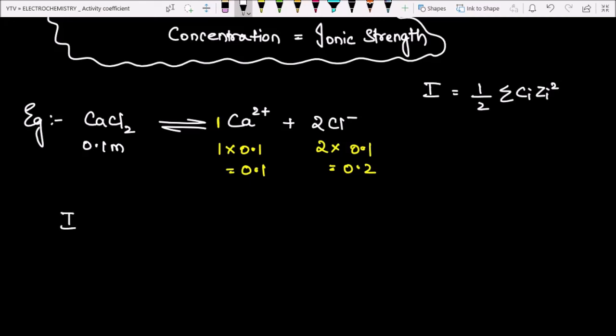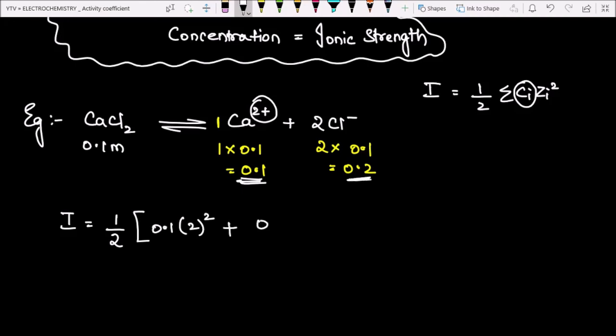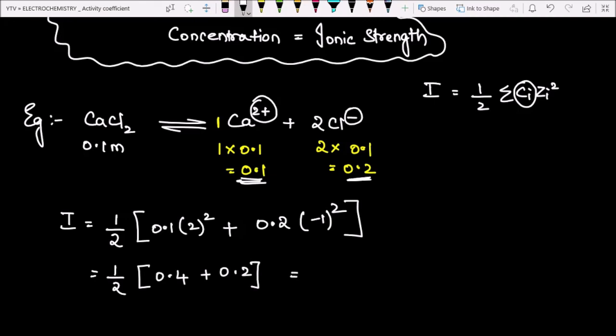So I is equal to half into, first let me write the concentration of the cation. What is the concentration of the cation? It's 0.1 multiplied by the charge of the cation, 2 squared, plus, this is the cation part. Now moving to the anion part. What is the concentration of the anion? It's 0.2 multiplied by the charge of the anion, minus 1 squared. Now what will I get? Half into 4 into 0.1, which is 0.4, plus 0.2. So this is 0.6 by 2, which is 0.3. So the value of I is equal to 0.3.